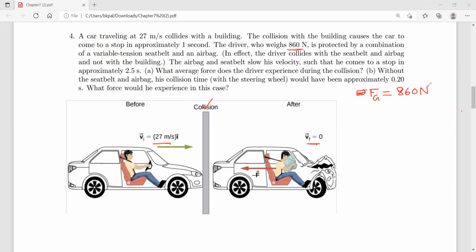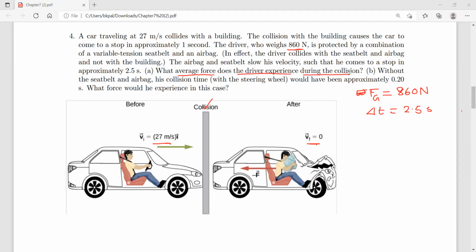So it says that the airbag and the seat belt slow his velocity such that he comes to a stop in approximately 2.5 seconds. So the time it takes to stop, or the impact time, here you can say that delta t is equal to 2.5 seconds. So what average force does the driver experience during this collision?